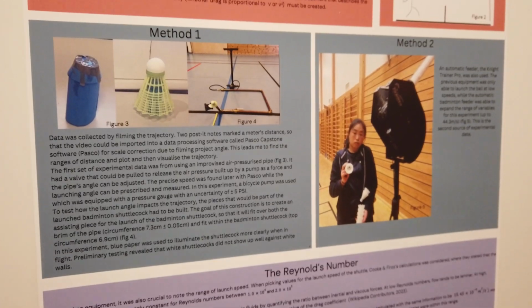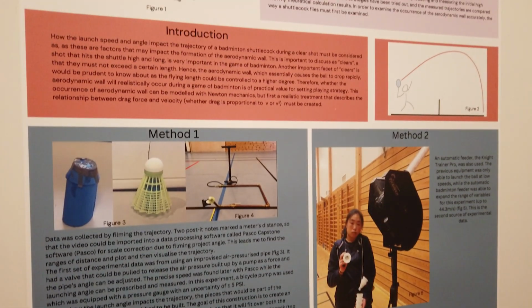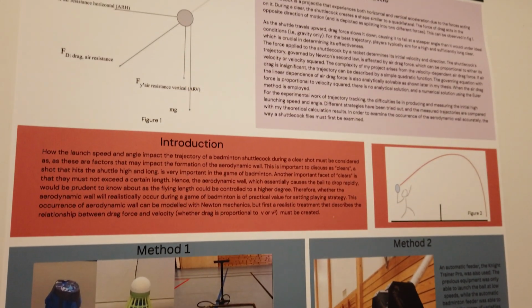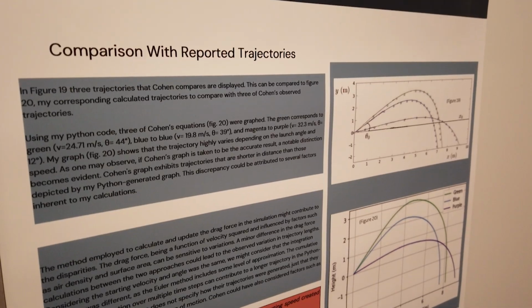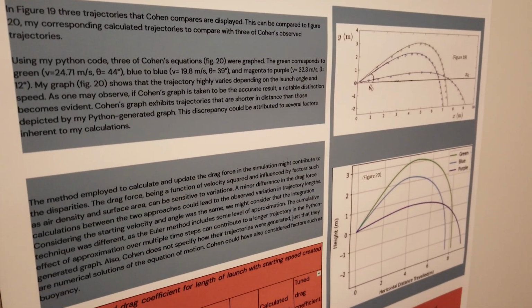I did this using two types of equipment. One was a pressurized pipe that was connected to a bicycle pump, and the other was a badminton feeder. Using these two, I was able to collect the experimental trajectory by filming it.